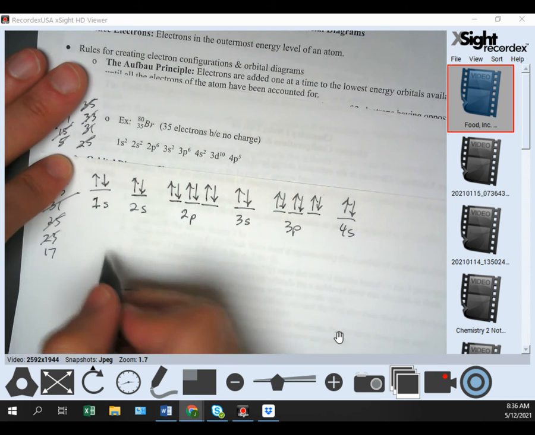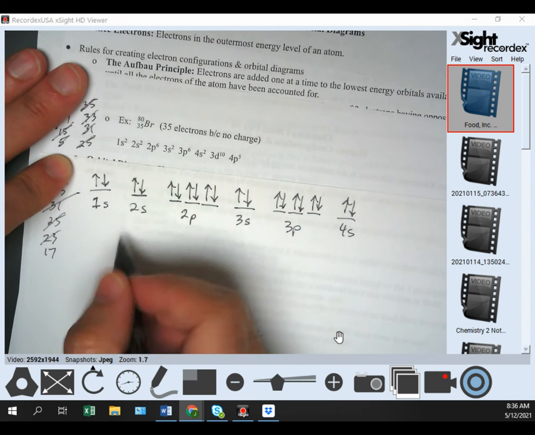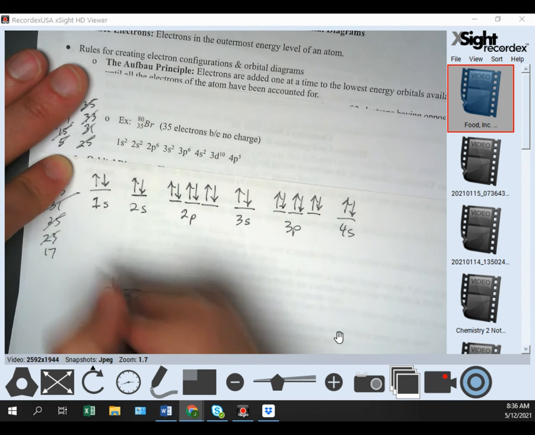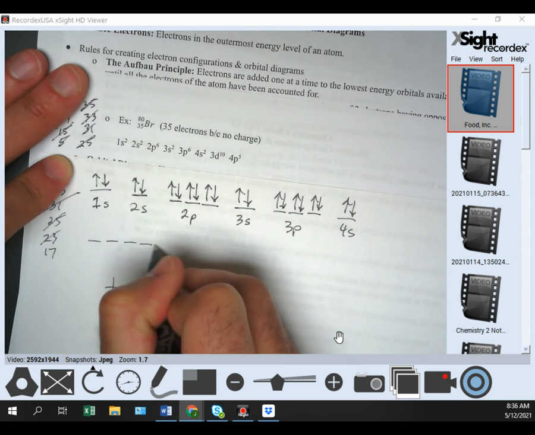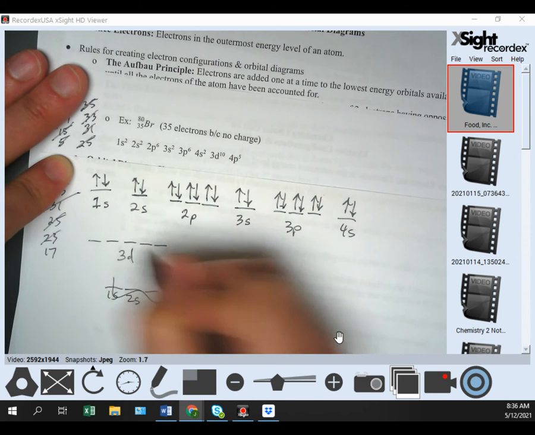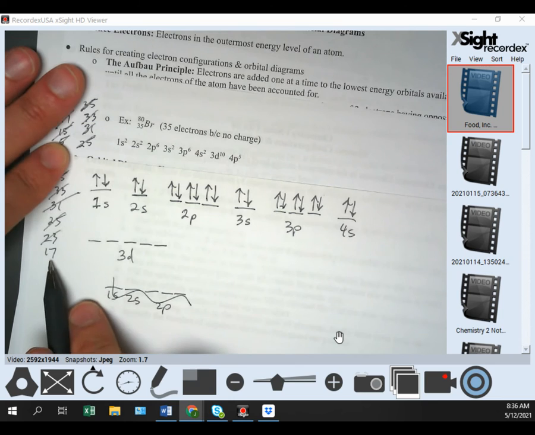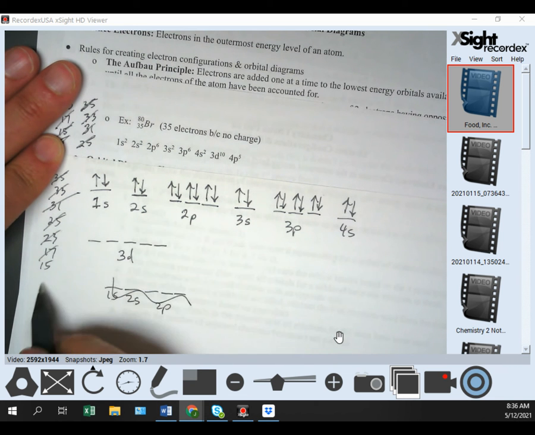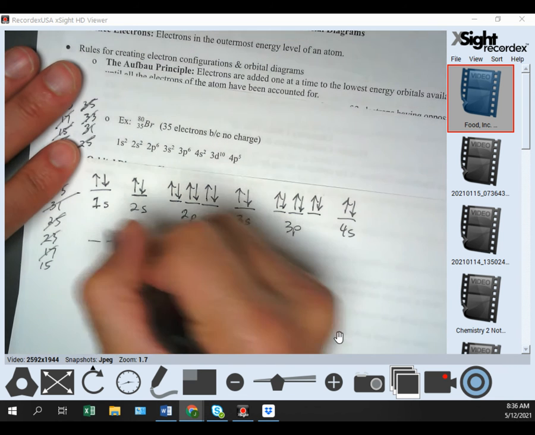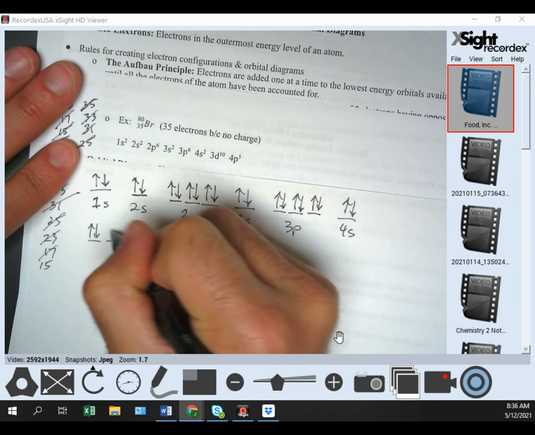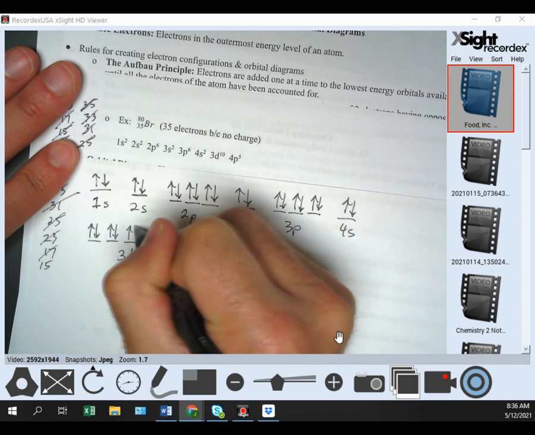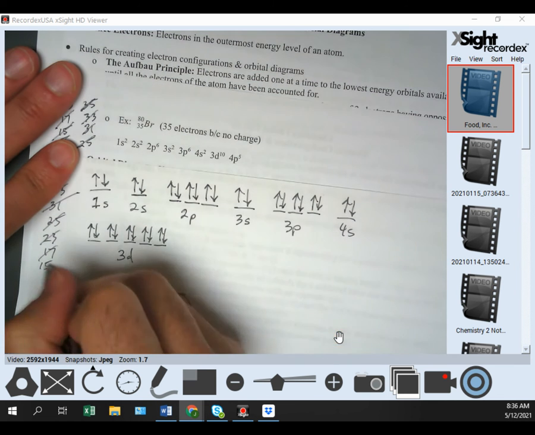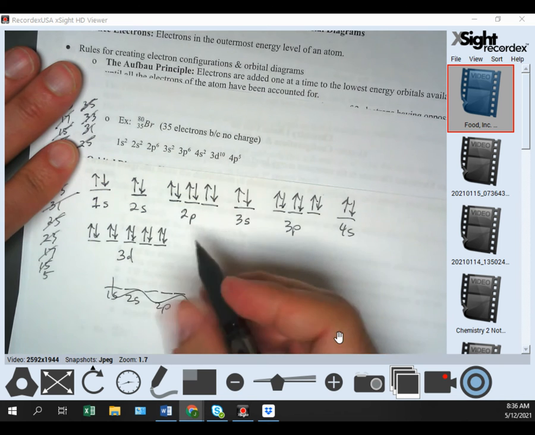I'm going to do it underneath here. So d's have five orbitals, so you need five lines. 3d in the middle. And I wasn't subtracting, so I was down to 15. I know I've got 10 electrons, so I'm going to put in 10 electrons. Like that, I'm down to 5. After 3d, I hit 4p.